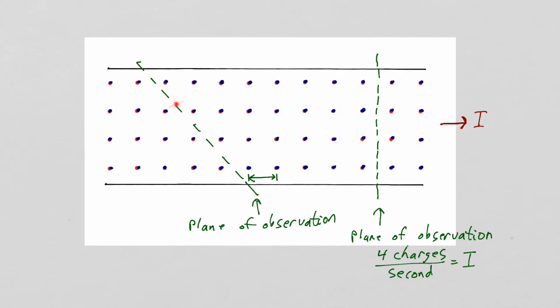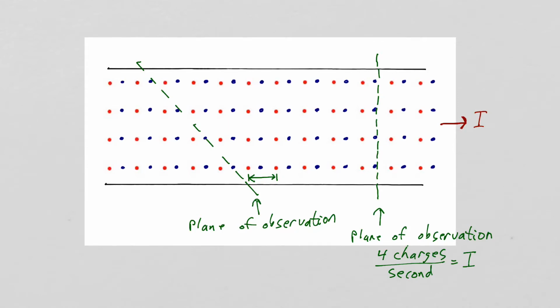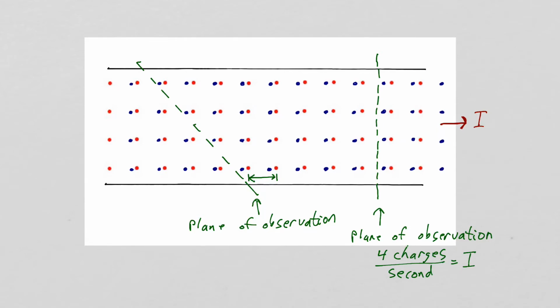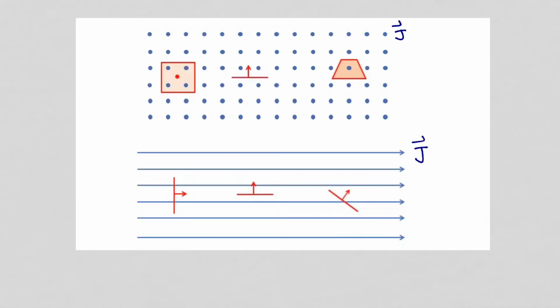Now select this as our plane of observation. So in 1 second, we're going to have 4 charges go through. So for either plane, in 1 second, we'll have 4 charges go through it, so you would get the same current no matter how your plane cuts through your conductor.